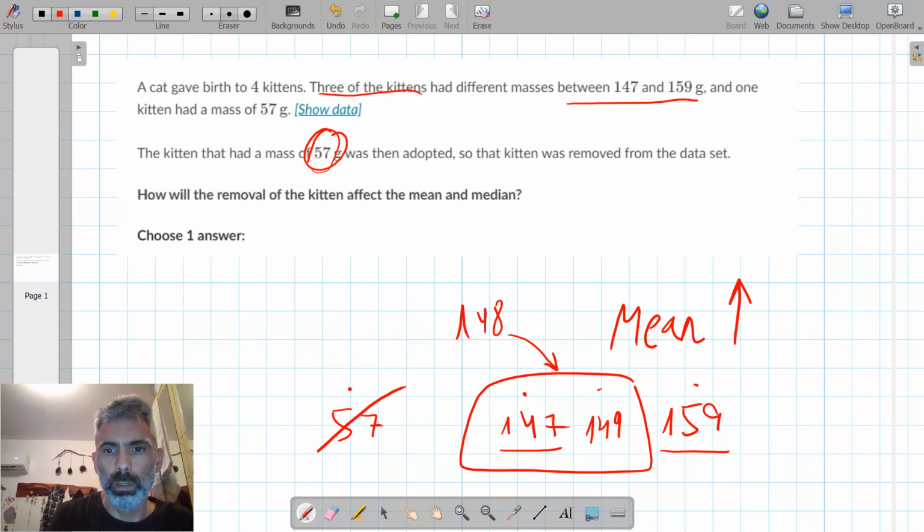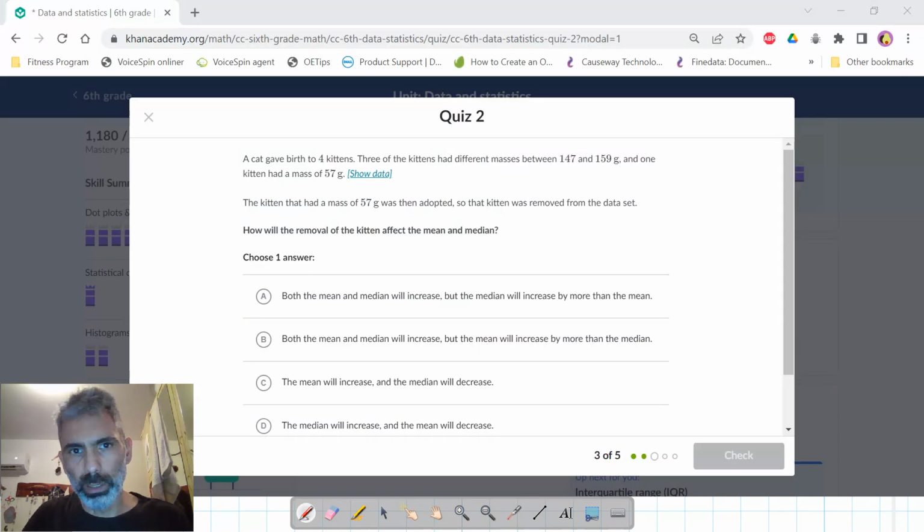So the median will also increase in this instance. It will become 149 because this will become the middle number, so this will be the median. So the median will increase as well from 148 to 149, but I guess the median will increase by less than the mean. The mean will increase more significantly than the median. Okay, let's see the answers. Both the mean and the median will increase, but the median will increase by more than the mean.